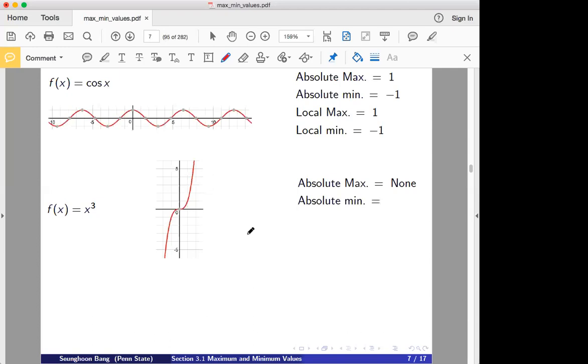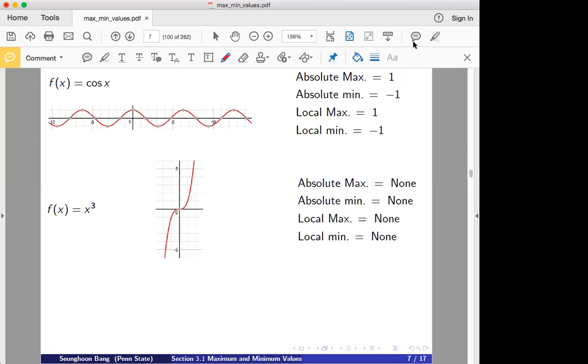What's absolute minimum? The same, not minus infinity. Minus infinity is not a finite number. Absolute minimum does not exist. So for absolute maximum, absolute minimum, local maximum, local minimum, it has to be a finite number. We have infinity, which is not absolute maximum, not local maximum. Minus infinity is not absolute minimum, not local minimum. So similarly, local maximum, no. Local minimum, no. We don't have anything in this case.